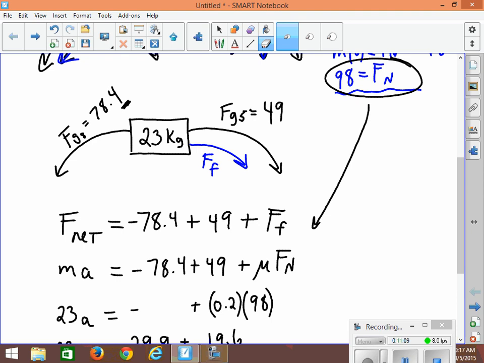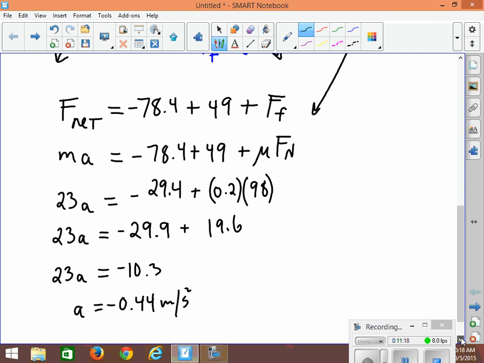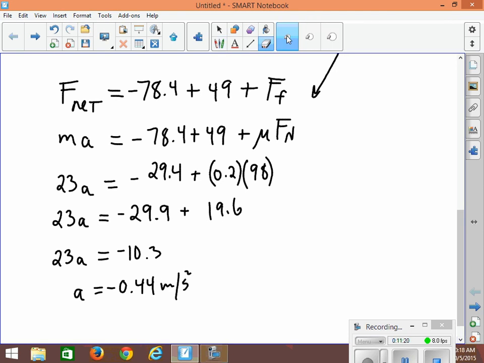$29.4. Okay, 29.4. Sorry about that. But we have to get the right number. Doesn't change our method. Our method is still what we want. We just have a little error to fix.